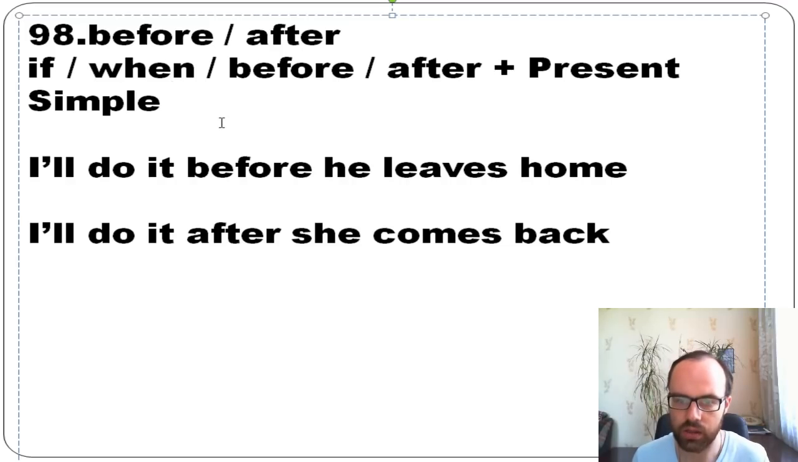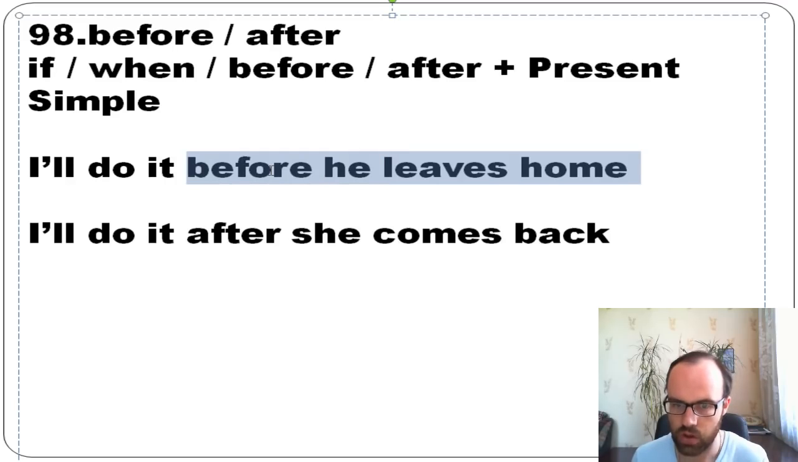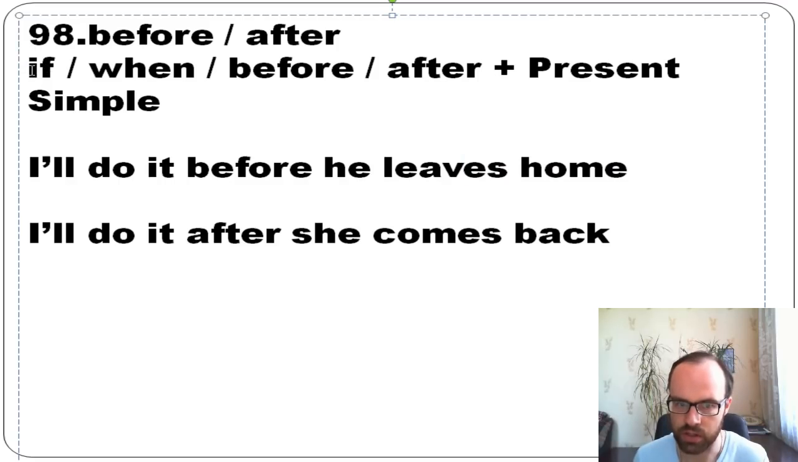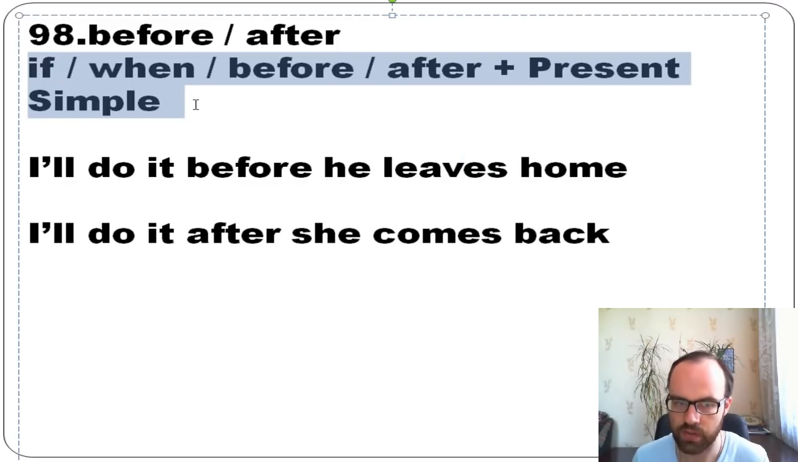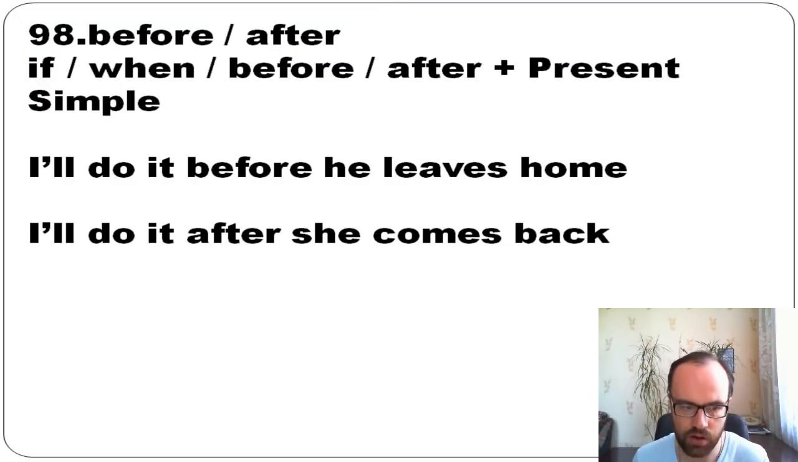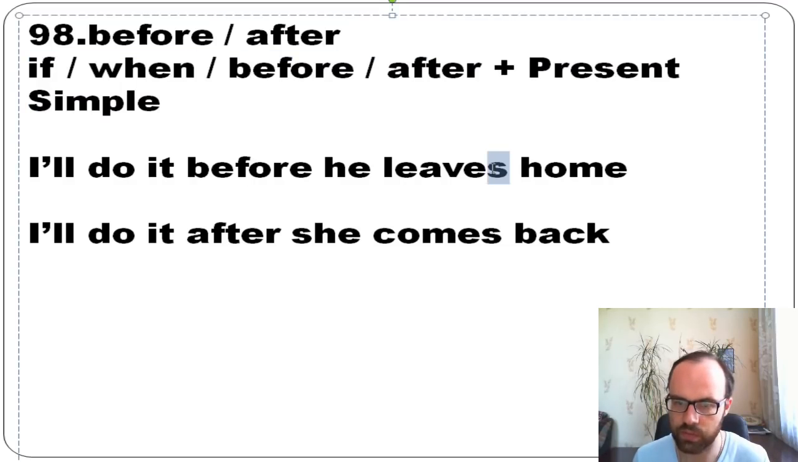Look, I'll do it before he leaves home. So we talk about the future, but we use present simple. Why? Because there is this rule that we use present simple after if, when, before, and after. I'll do it after she comes back, or after she returns. And please don't forget to use it. I know that students often forget about it.